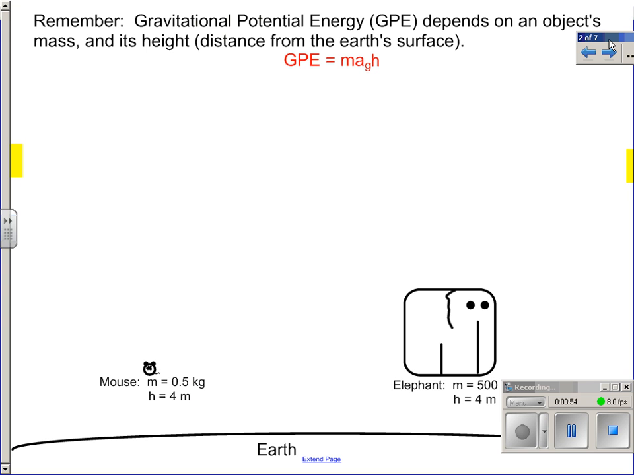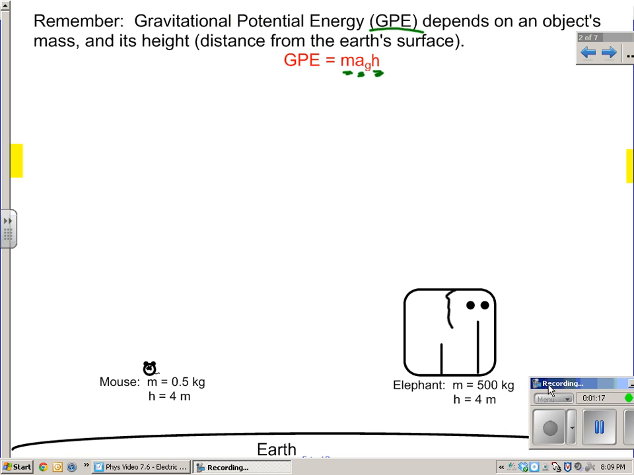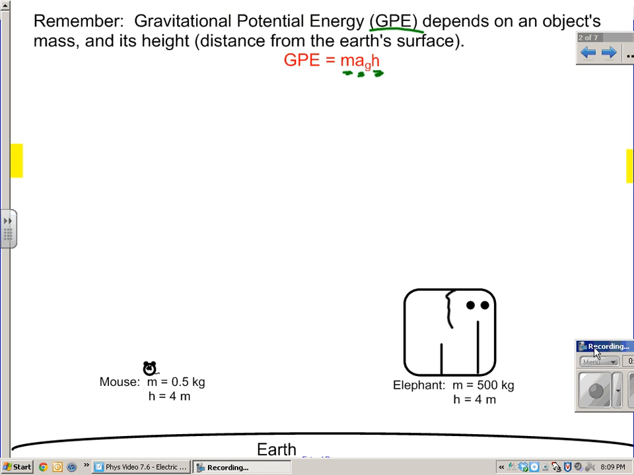Here we go. You know, because you have taken my class, that gravitational potential energy, which we abbreviate as GPE, depends on the object's mass and its height, right? Mass times acceleration of gravity, which on Earth is a fixed value as long as you're close to the surface of the Earth, times the height. And keep in mind that height really is just how far you are away from the Earth's surface. So what we're going to do here is explore the gravitational potential energy of a mouse and an elephant. Over here we've got a mouse who has a mass of 0.5 kilograms and a height of 4 meters.